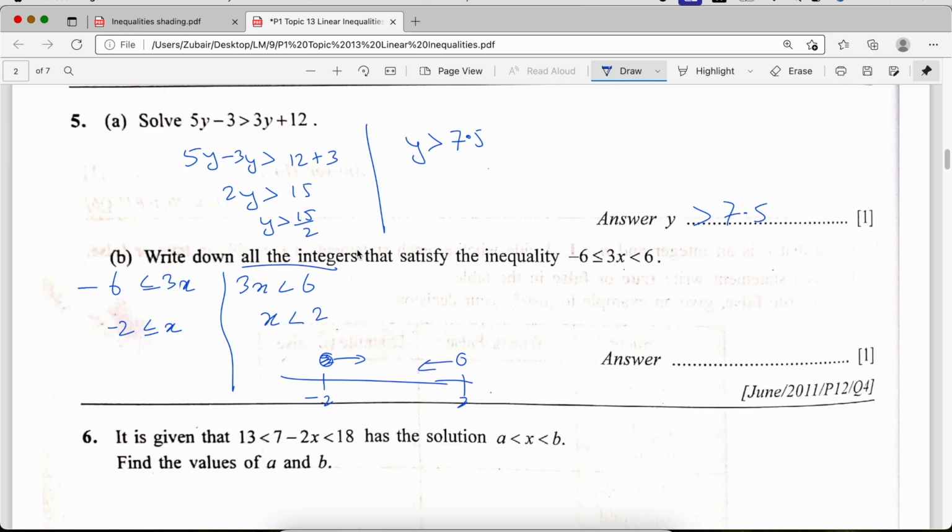Write down all the integers, only the whole numbers. Minus 2 is included, yes. Minus 1, 0, 1, and we cannot write 2.